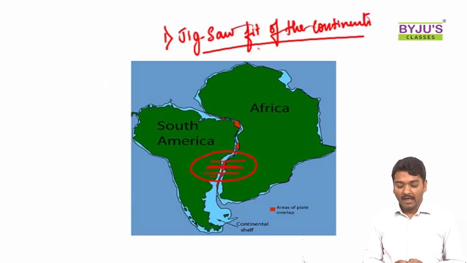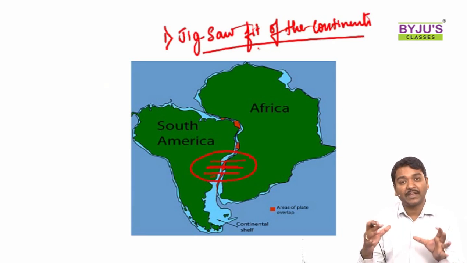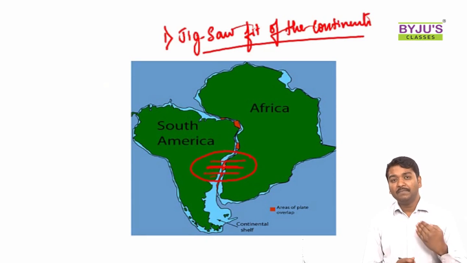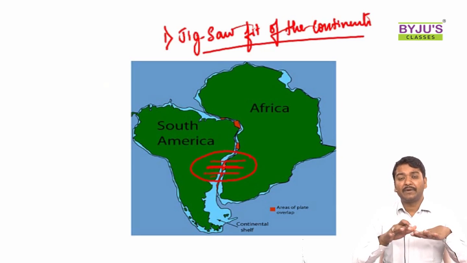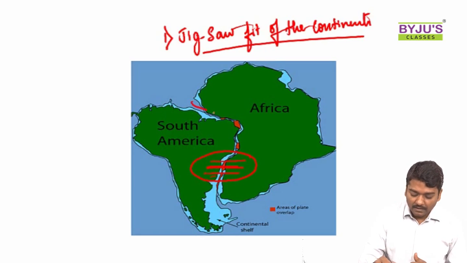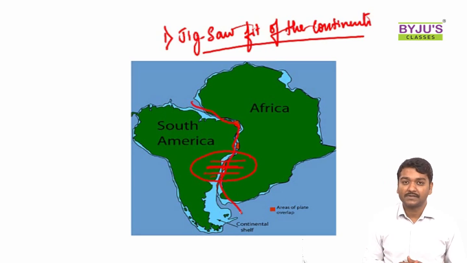He said that initially when South America and Africa were together, Mesosaurus were actually present. Over a period of time, Mesosaurus got extinct. After that, they became fossils. After they became fossils, the separation of the continents took place.